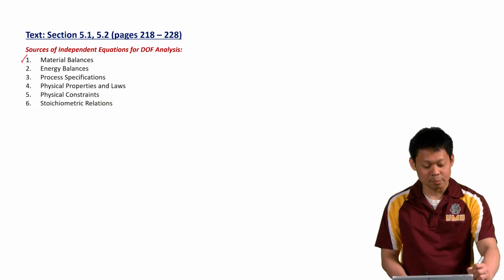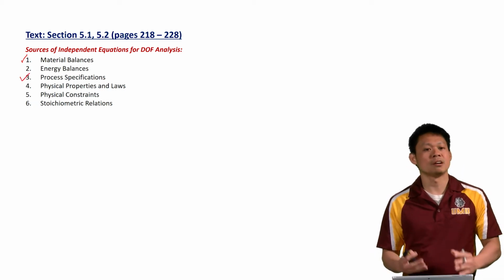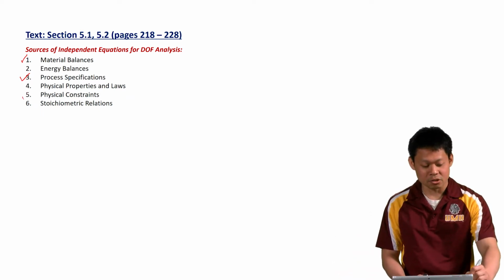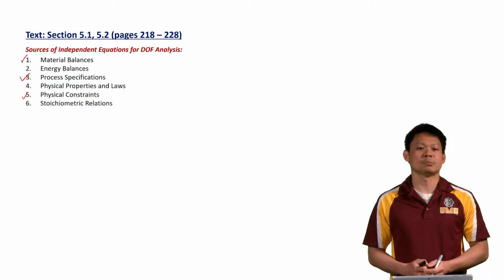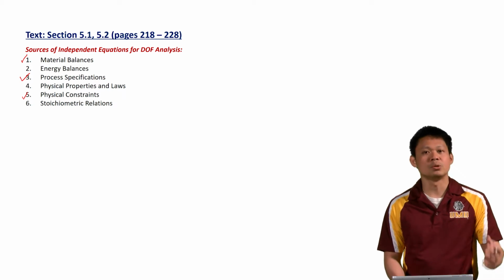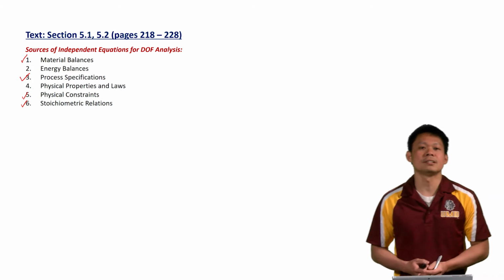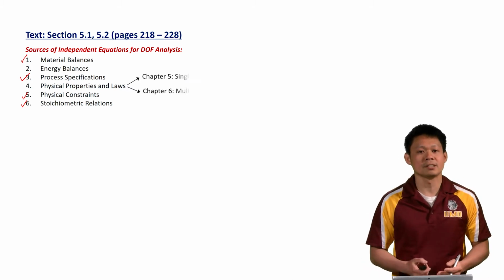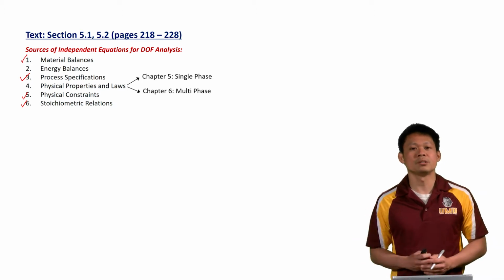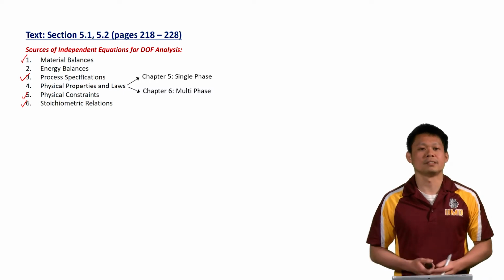We have looked at a lot of process specifications, so we have that. We have briefly mentioned physical properties and laws, but that's actually where we're going to go for the next two chapters. We have looked at physical constraints: some of mole fractions, some of mass fractions have to equal 1. And most recently, in the past few lectures, we have been doing chemical reactions, so we have used stoichiometric relations. Where we are going in chapters 5 and 6 is to look at physical properties and laws. Chapter 5, which we're covering today, is going to be a single-phase system, and in chapter 6, we'll look at multi-phase systems.